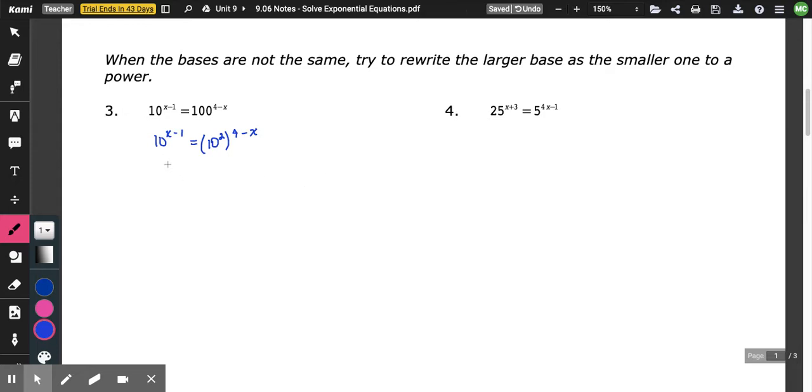Now, once I've done that, then I can use my properties of exponents that we studied not too terribly long ago. When you've got a power raised to another power, you multiply those powers together. So this would be 2 times 4 minus x. I'd have to distribute. That would give me 8 minus 2x. And now the bases are the same, so I can use the property of equality and set the exponents equal to each other.